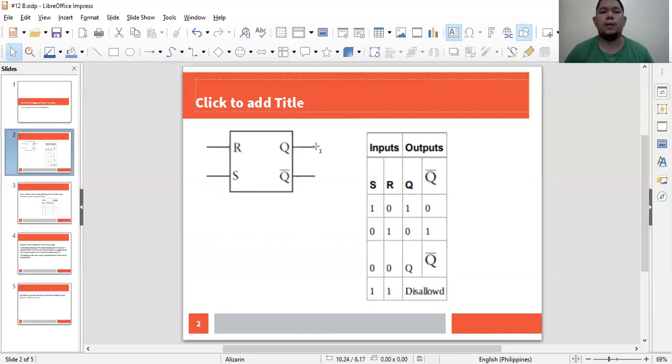Again, the RS flip-flop does not allow a one-one configuration for set and reset, just because the output Q and the inverse output bar Q will no longer be inverses of each other. So Q and bar Q is no longer true. So that is disallowed; when designing an RS flip-flop, that is to be considered not legal.